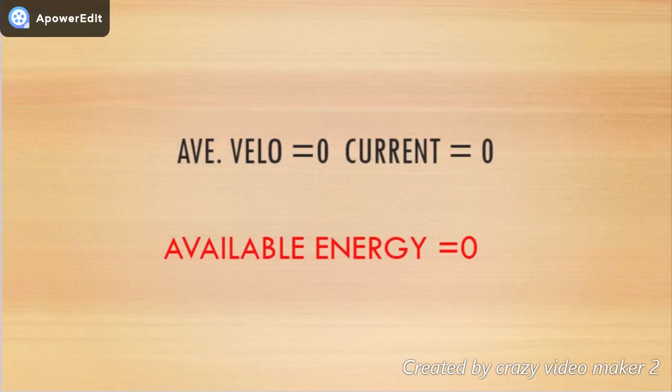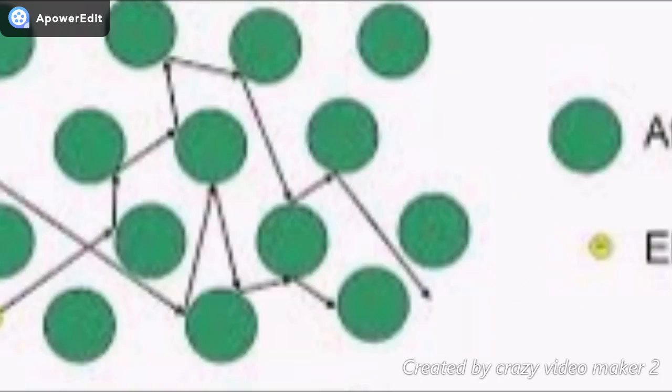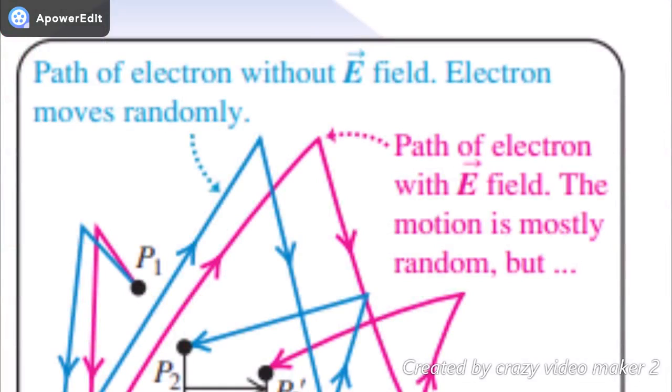But because of the collisions they get back to the same point they started from, so there is no net displacement, the average velocity becomes zero, so current becomes zero and there is no energy available for use. This changes when we connect the conductor to the battery terminals. The force applied is called the electric force, or the field applied is called the electric field, and then electrons are forced toward the positive end of the conductor and they accelerate. But because of frequent collisions, their velocity is reduced very significantly and they move a very small displacement, just 1 millimeter every second. It is a very slow velocity.